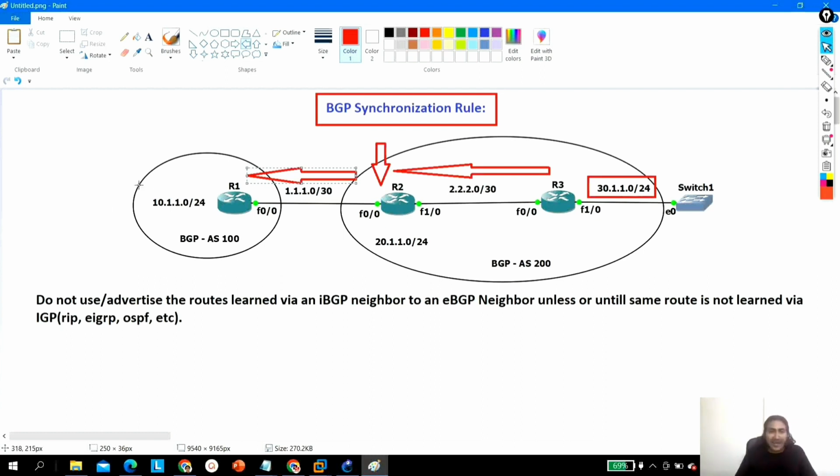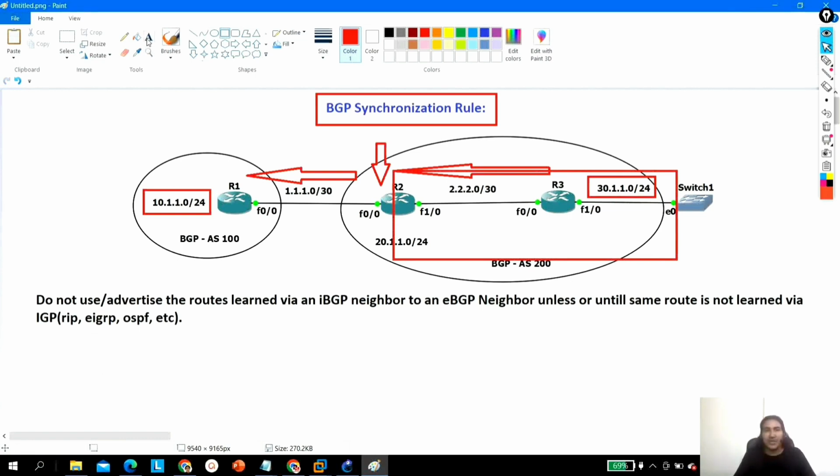So 10.1 cannot communicate with 30.1, right? So what we can do is configure an IGP protocol between router 1 and router 2. We can configure OSPF, we can configure EIGRP, we can configure RIP. Once we configure the IGP protocol, router 2 will receive this prefix of the 30 network via the IGP.